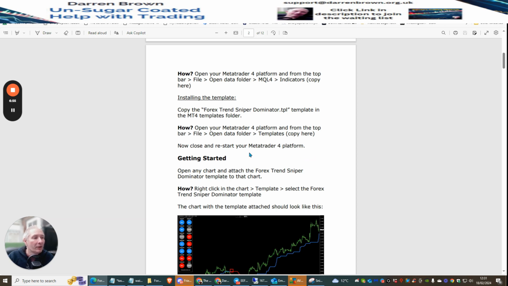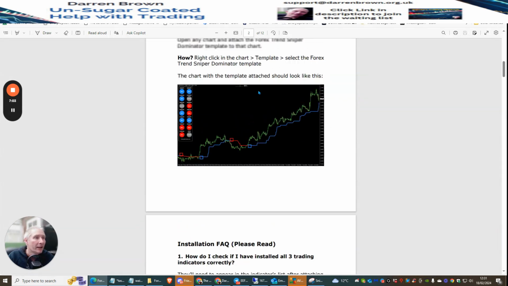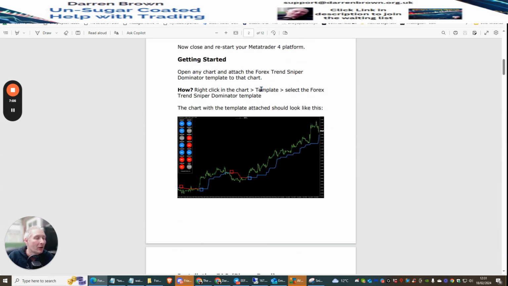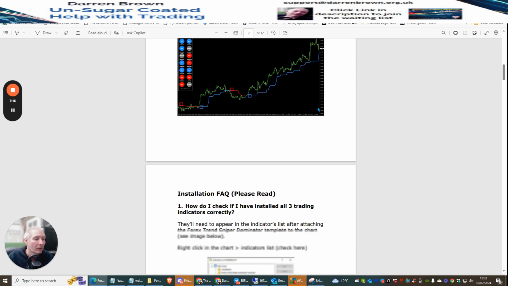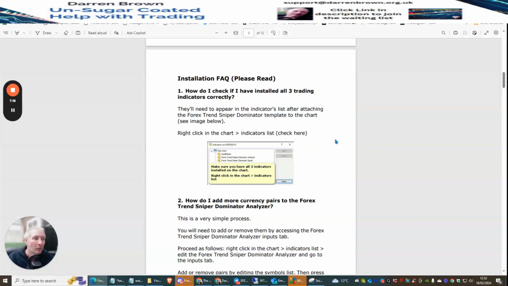Now, close and restart your MetaTrader 4 platform. Getting started, open any chart and attach the Forex Trend Sniper Dominator template to your chart. Again, it shows you how. Right click on the chart, click template, select the Forex Trend Sniper Dominator template. The chart with the template attached should look like this. So it's giving you a little demonstration of what you're going to be looking at inside when we move into the actual training on the video.